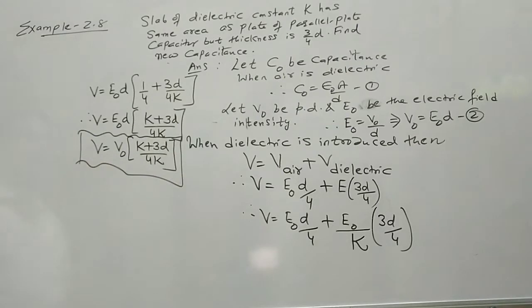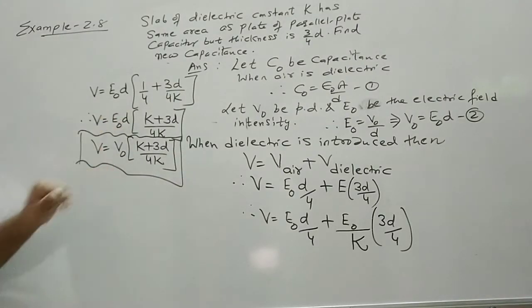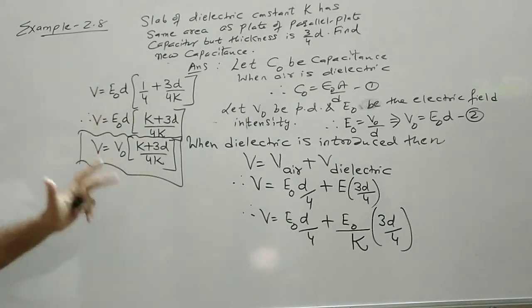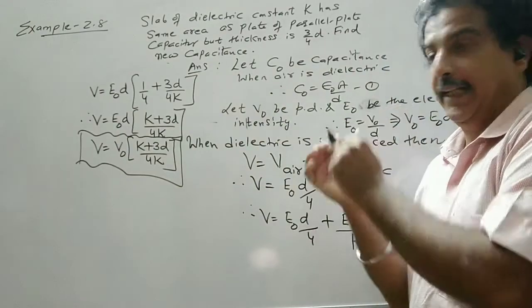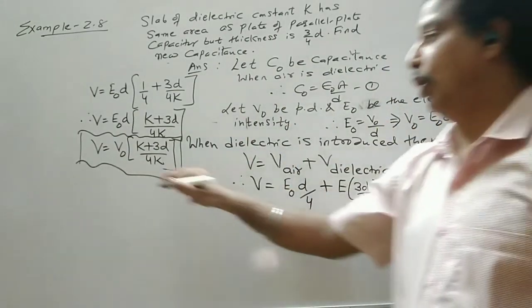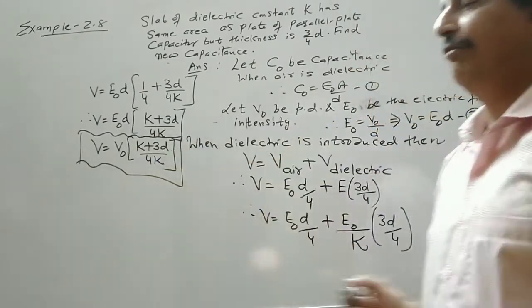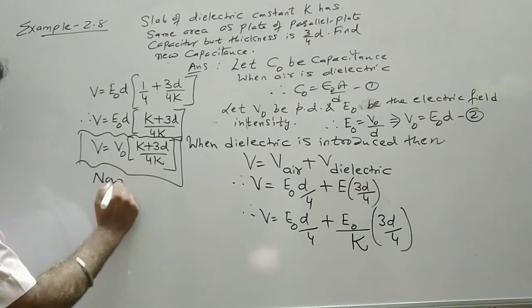So clearly the potential decreases, but it is not 1 by K times. So when the entire space between the two plates of the capacitor is filled with the dielectric, the potential becomes 1 by K times. Here it becomes V naught (K plus 3) upon 4K. So this is the new V.